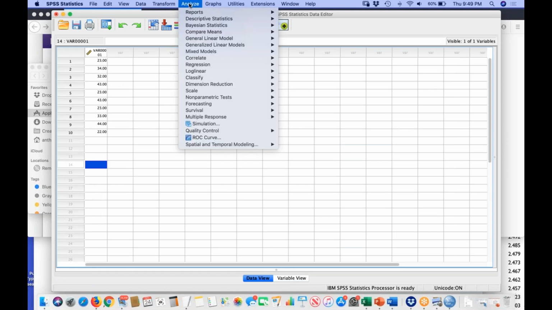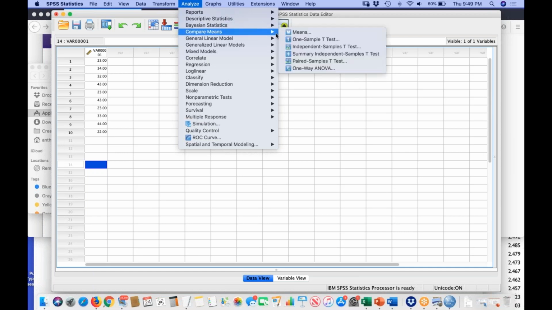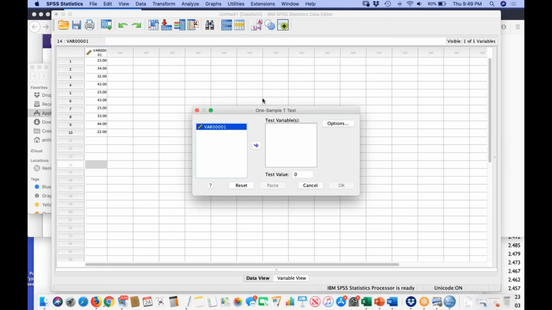Okay, I'm going to go into analyze, compare means, one sample t-test. In the one sample t-test, I'm going to take my sample, which I didn't name, so it uses that name. And I'm going to compare it to a known mean. What did I say the mean was? 32. I'm going to compare it to a known mean of 40.